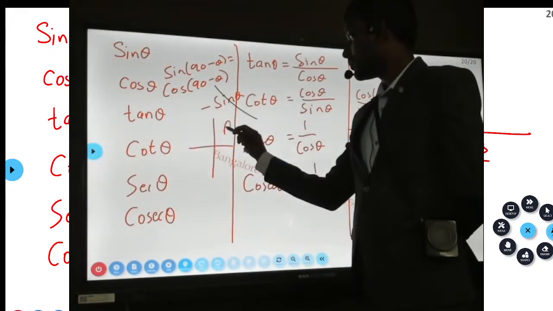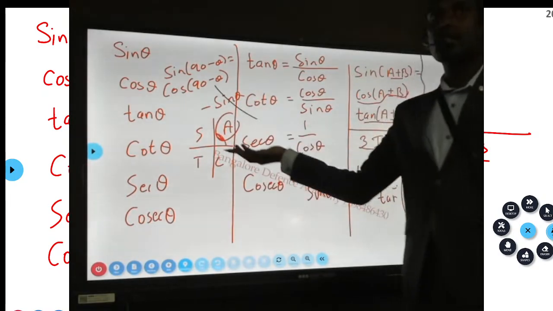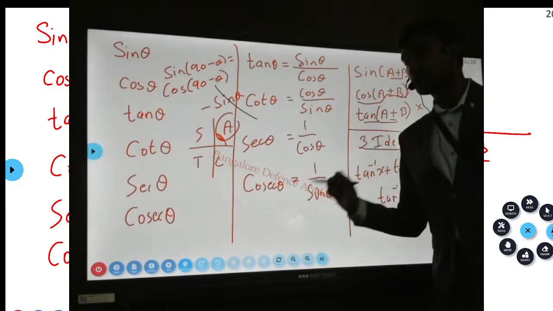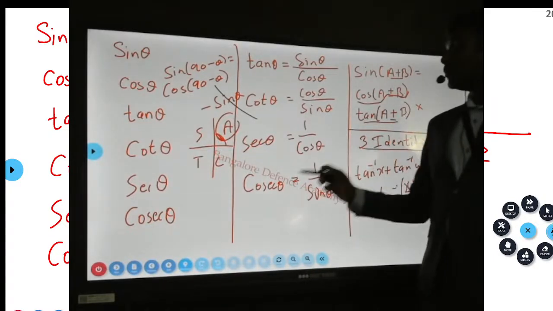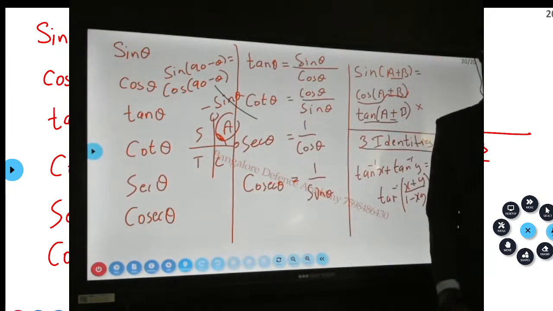ASTC rule. Yes or no? 0 to 90. What happens? All angles are positive. Now those who are in 10th standard, remember, you will have from 0 degree to 90 degree only. Are you understanding or not?